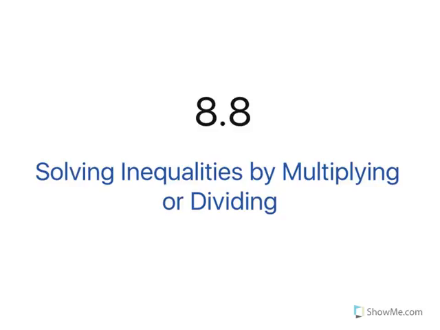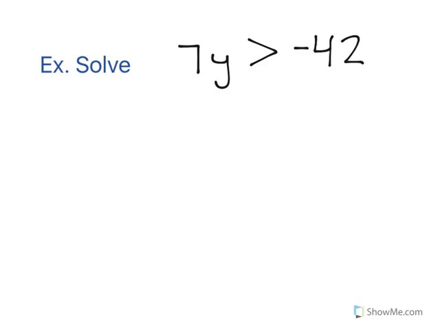This lesson is on section 8A titled Solving Inequalities by Multiplying or Dividing. So we're going to jump into the first example. Solve 7y, or 7 times some number, is greater than negative 42. Very straightforward, just like how we used to solve problems with equal signs. We've got to get rid of the 7, we've got to get y by itself. So the opposite of multiplication is division, so we're going to divide both sides by 7.